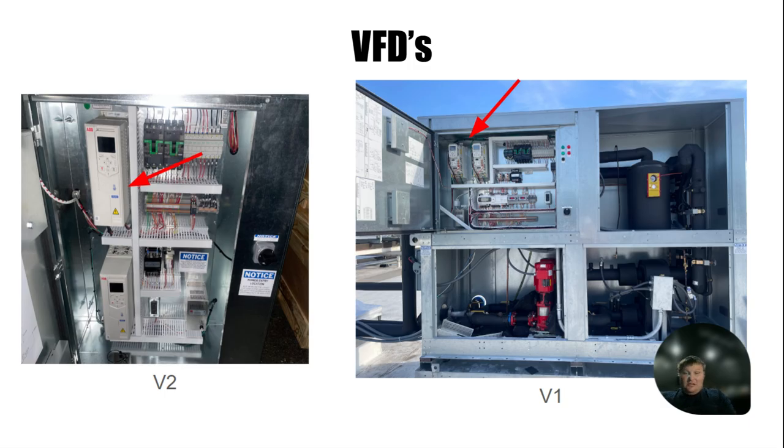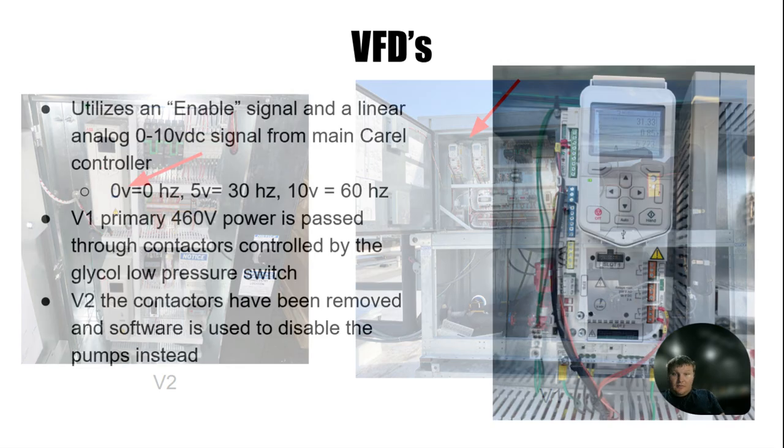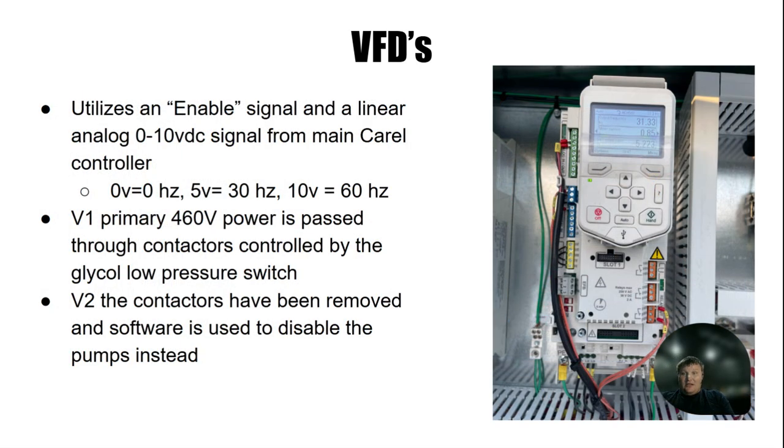Here are our VFDs. These are variable frequency drives. What they do is they utilize an enable signal. The VFDs take 60 hertz AC power and output simulated AC power at a frequency other than 60 hertz. So in this application, the main Corel controller will close a set of dry contacts, signaling the VFD to act on a 0 to 10 volt DC speed signal with a minimum speed of 30% or 18 hertz.